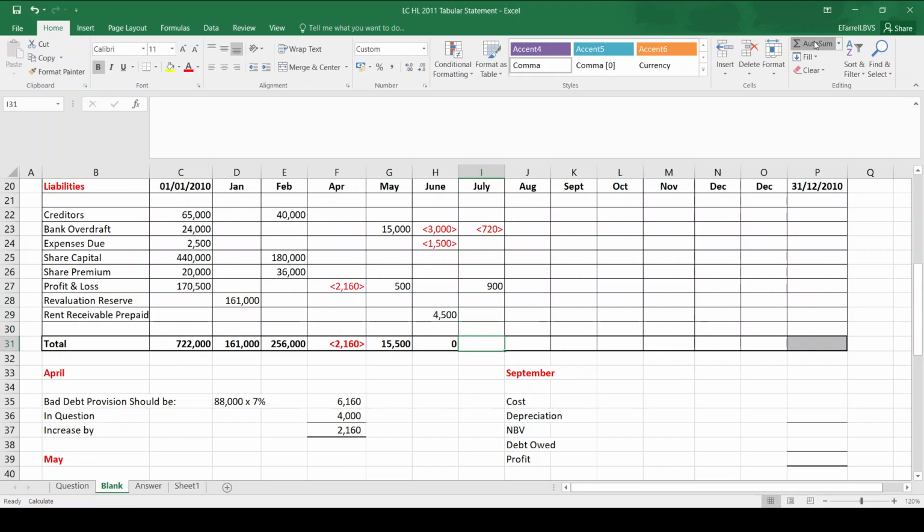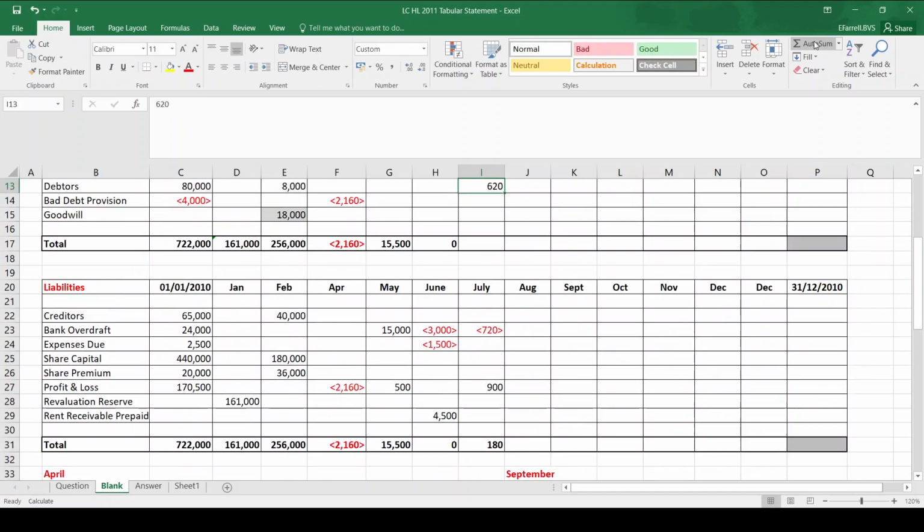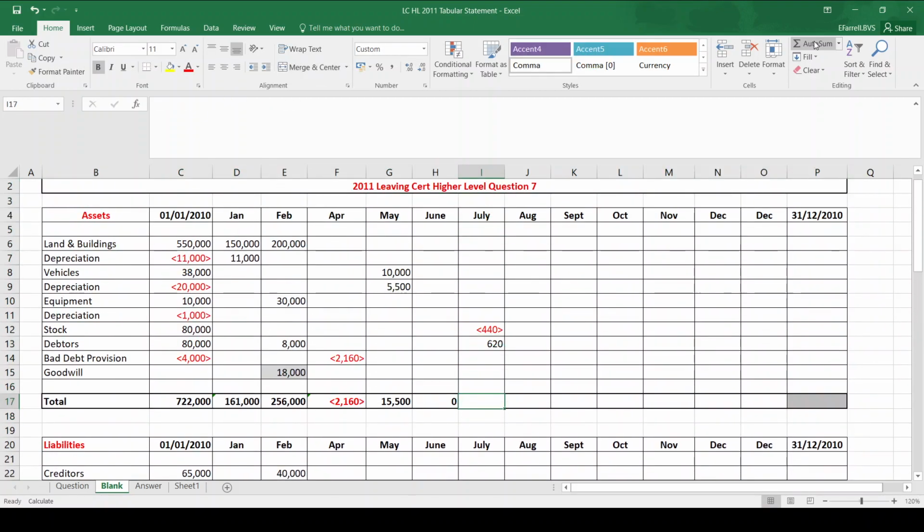So again, what's my liabilities? They come to 180. And if I total my assets, they come to 180.